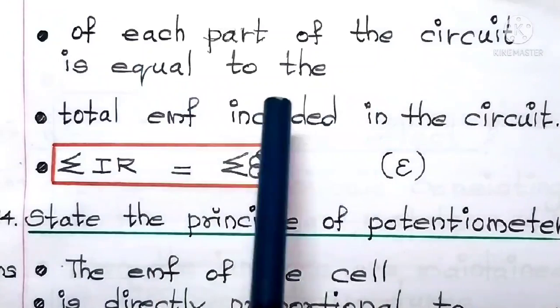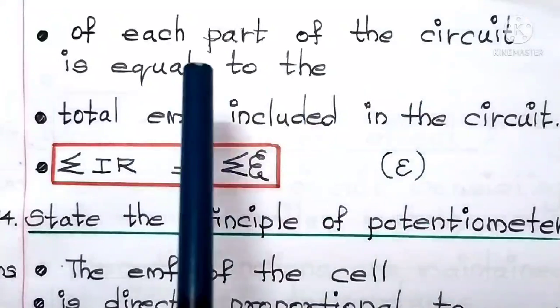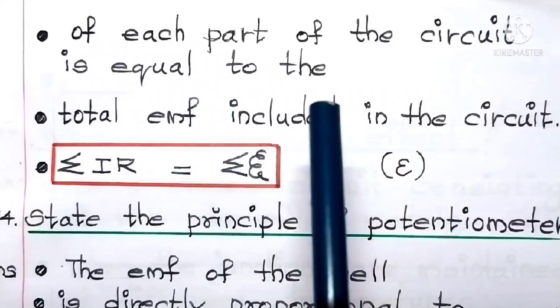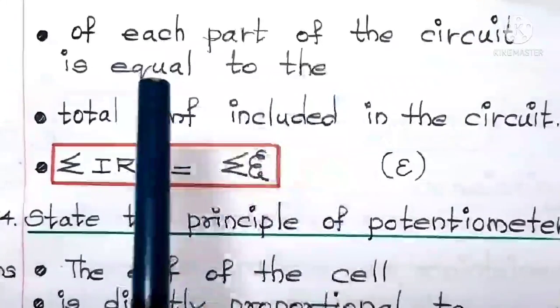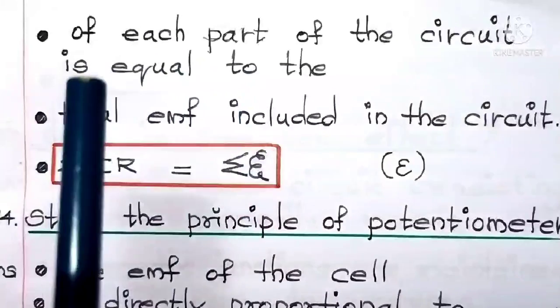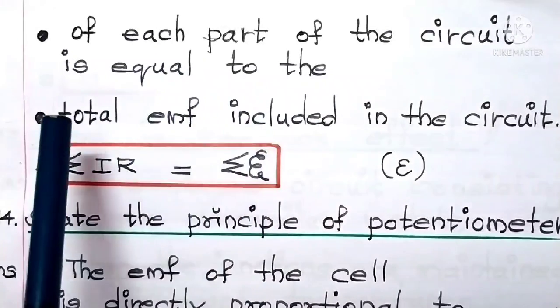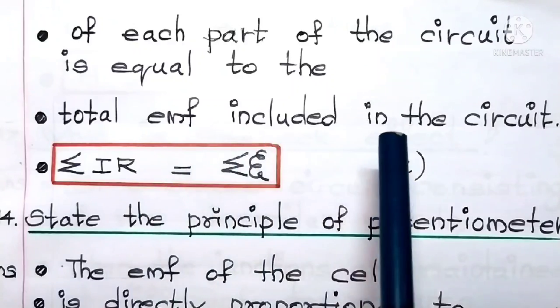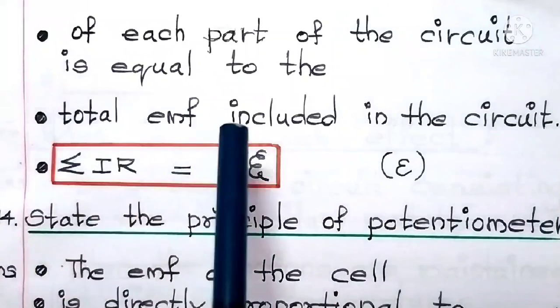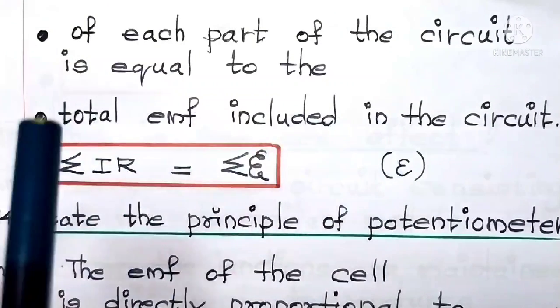So in a closed circuit, first we need to find out the products of current and resistances. Then again we need to add them all. That sum total is equal to the total EMF included in the circuit. This is what the voltage rule says.